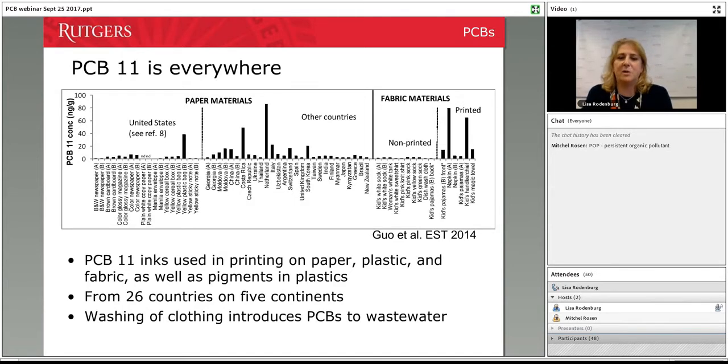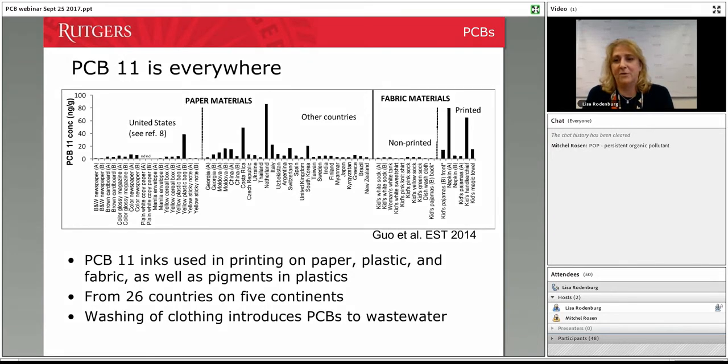And so we went and we measured PCBs in some T-shirts and some fabric material that were printed with a design on the right, and then some that had no design on them at all on the left. And you can see those that had a printed design, like unfortunately SpongeBob had yellow pigment, and he had a lot of PCB11 in him. So the point is that these PCBs are everywhere.